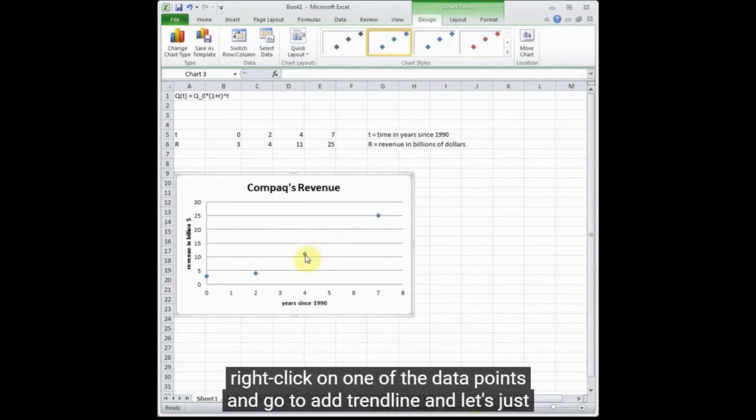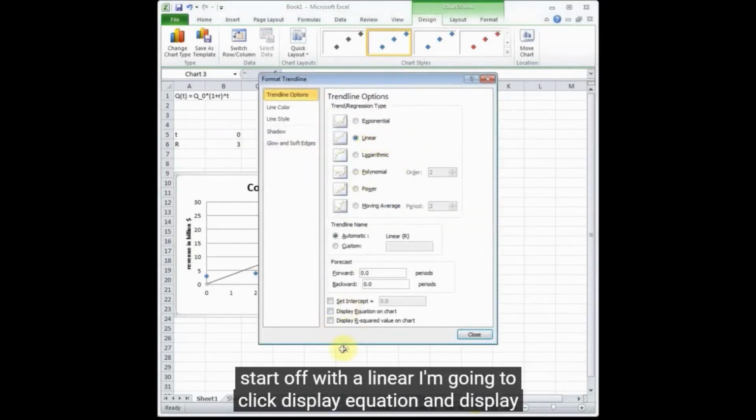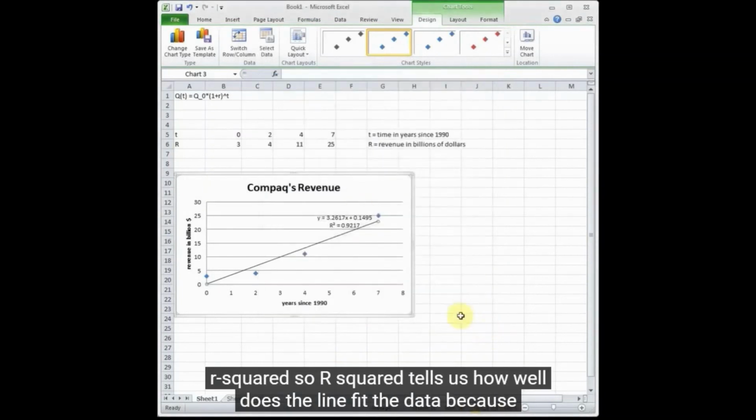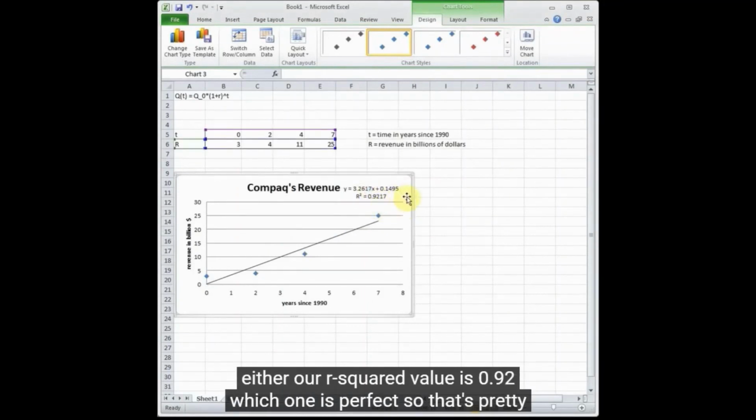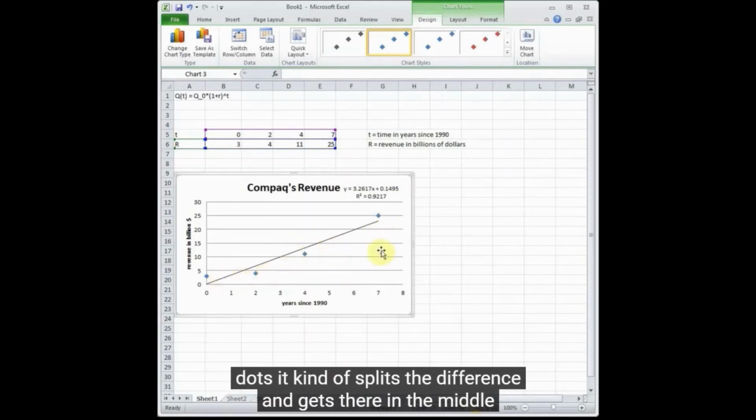Then I'm going to right click on one of the data points and go to add trend line. And let's just start off with a linear. I'm going to click display equation and display R squared. So R squared tells us how well the line fits the data. And you can see that our R squared value is 0.92, where 1 is perfect. So that's pretty close to 1. But if you notice, the line doesn't really go through any of the dots. It kind of splits the difference and gets there in the middle.